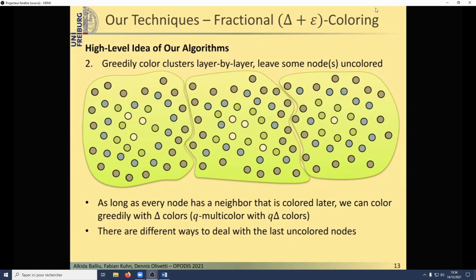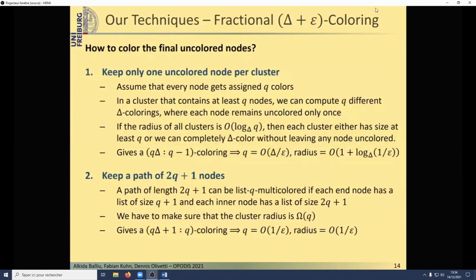And then in the end, we have the center part, which can be a single node or some nodes, which is still uncolored, and that we have to deal with in some way. And there are different ways to deal with that. So let me just talk about two ways in which we deal with that, which give our two algorithms. So the first one is basically we just want to keep one node uncolored in each cluster.